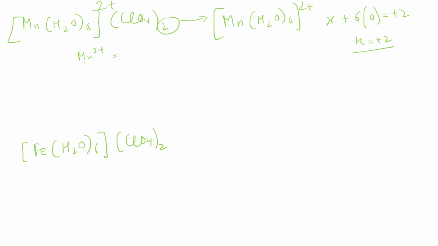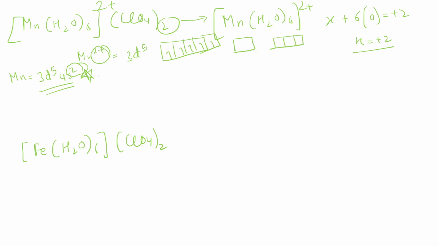Okay. So what is the electronic configuration of manganese? Manganese has an electronic configuration of 3d5 4s2. For Mn2+, the two electrons from the s orbital will be removed, so the overall electronic configuration will be 3d5. 3d5, 1, 2, 3, 4, and 5, five boxes. 4s is vacant and 4p is there. 4s, 4p, 3d5.